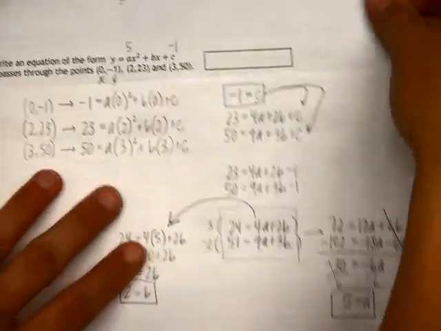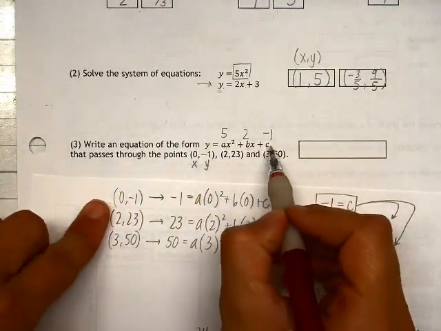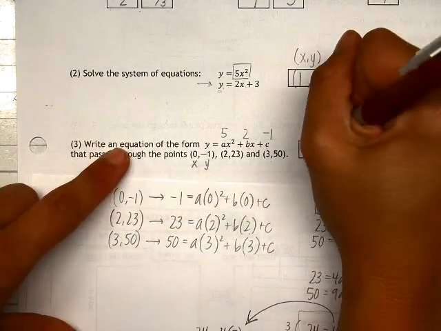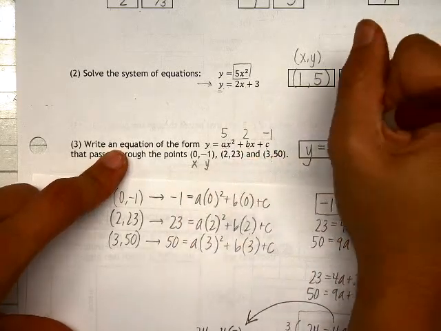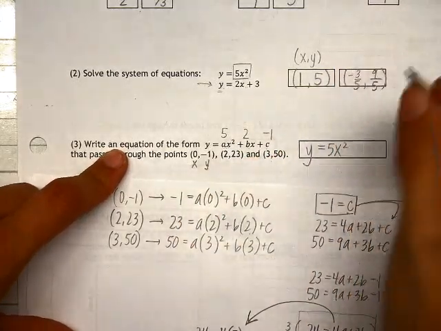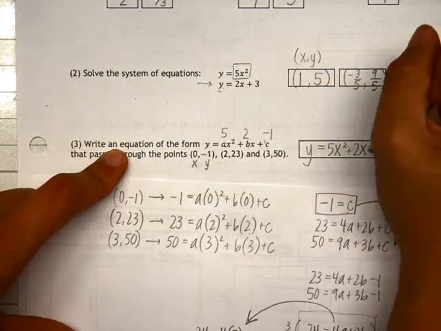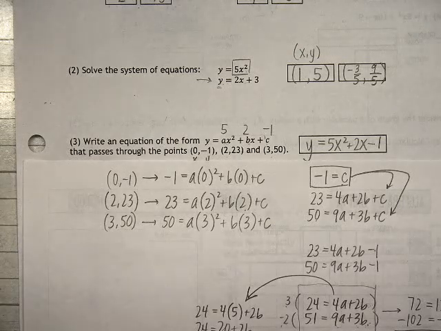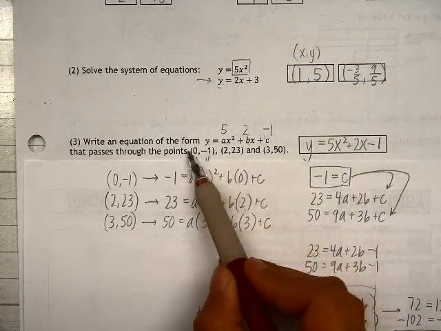If I now go back to my original problem, I figured out the values for a, b, and c. So to write the equation in the proper format, I simply write the equation with those numbers plugged in. So instead of a, we'd have 5x squared. Instead of b, we'd have plus 2x. And instead of c, minus 1. So by solving the system, we essentially solved the values for a, b, and c, and plugged those values back into the standard form that they gave us at the beginning.